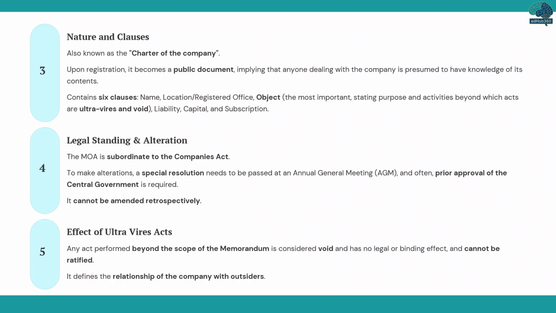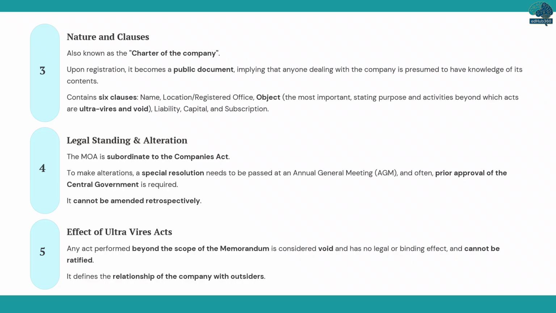Once registered, it becomes a public document, meaning anyone dealing with the company is presumed to know its contents. It contains 6 essential clauses: name, registered office, object, which is arguably the most important, defining the company's purpose and activities, and then liability, capital, and subscription. It's important to remember that the MOA is subordinate to the Companies Act itself. To make alterations, a special resolution is typically needed at an annual general meeting, and sometimes prior approval from the central government is also required. A key point is that the MOA cannot be amended retrospectively.